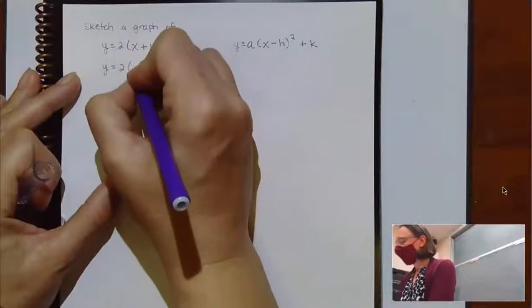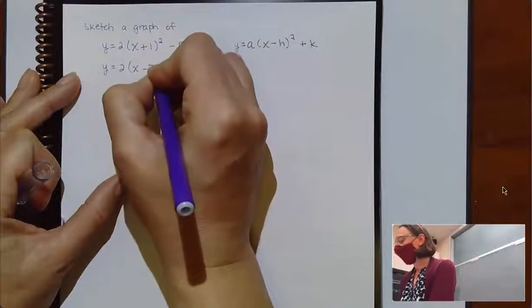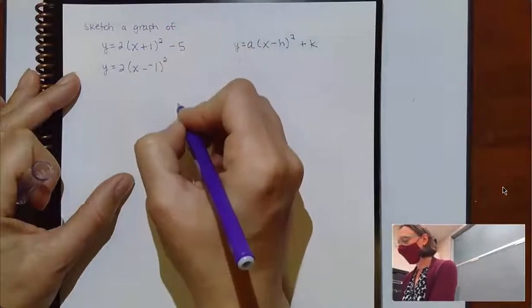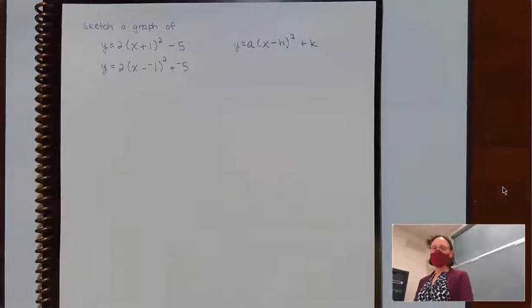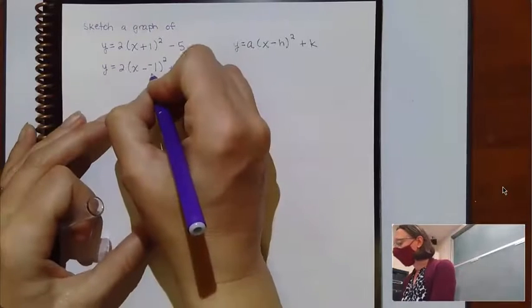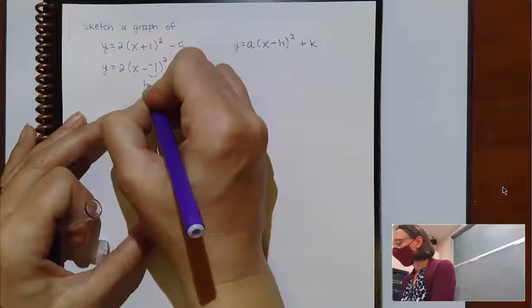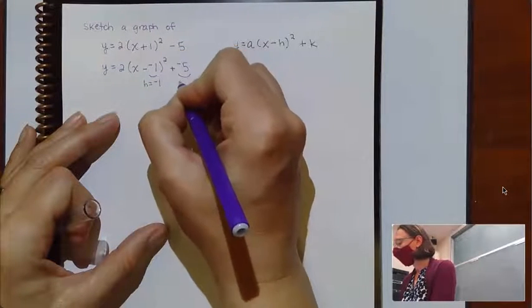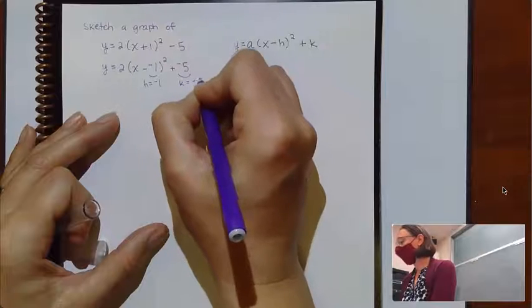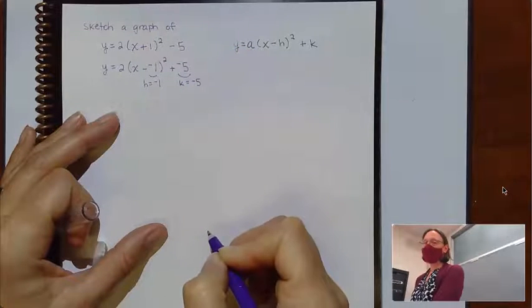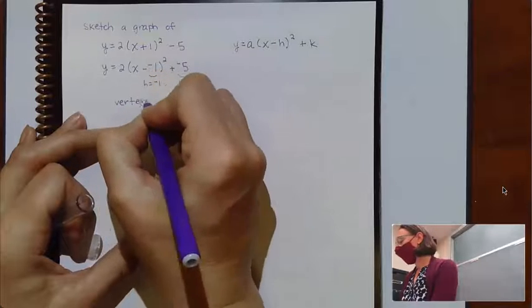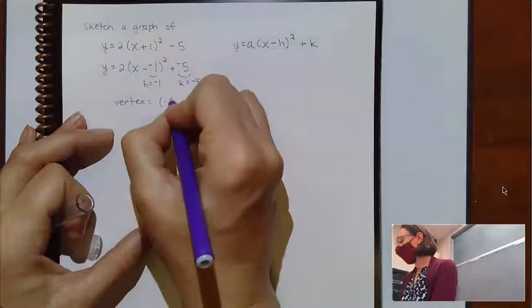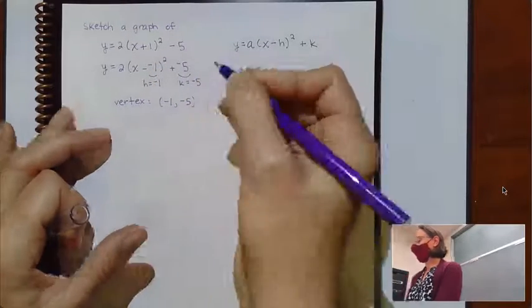By writing this as x minus -1 squared plus -5. And if we do that, then I can just read off my h is equal to -1 and my k is equal to -5, which would mean that our vertex is at the point -1, -5.